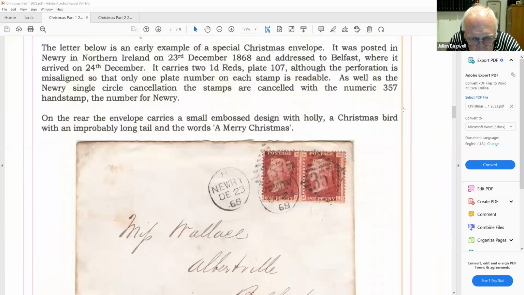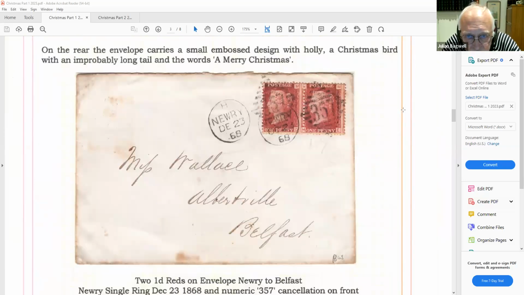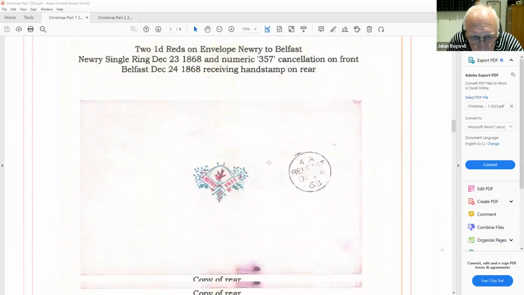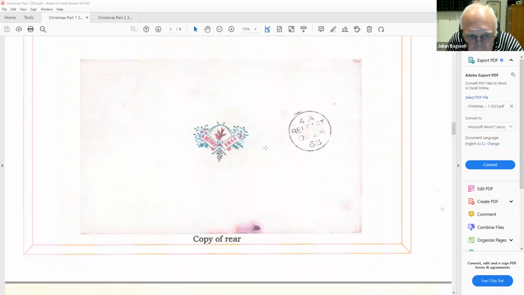The next item, though, here is a letter, almost certainly enclosing a Christmas card, sent from Newry in Northern Ireland to Belfast, with a date stamp of the 23rd of December. But the reason I've got it in here is it was received in Belfast on the 24th, but it's got this print on the back of the envelope, a Merry Christmas. And I'm fairly sure that a card would have been enclosed with it, although I haven't got that card. But this is the earliest example I have of a Christmas-themed item.